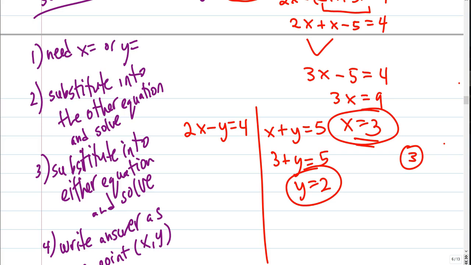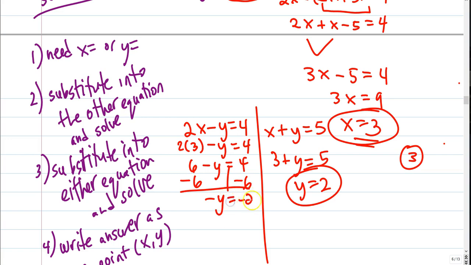But would it be different if I plugged it into the other one? Well, it shouldn't. What is 2 times 3? 6 minus y equals 4. Negative y equals negative 2. Dividing by the negative 1. Y is equal to 2. I definitely think one of those was easier. But remember, it should be the same.